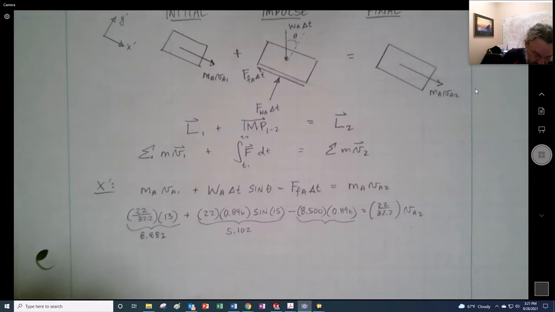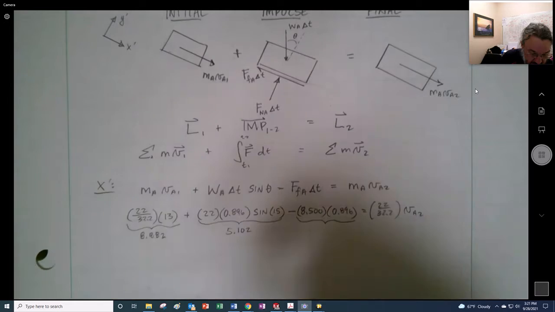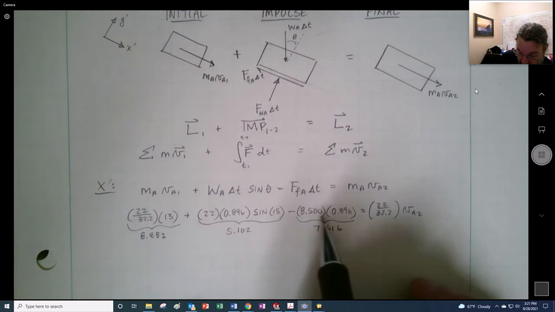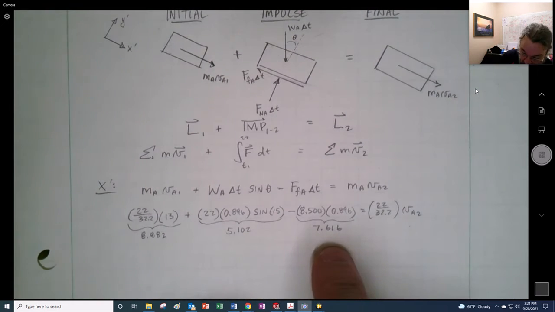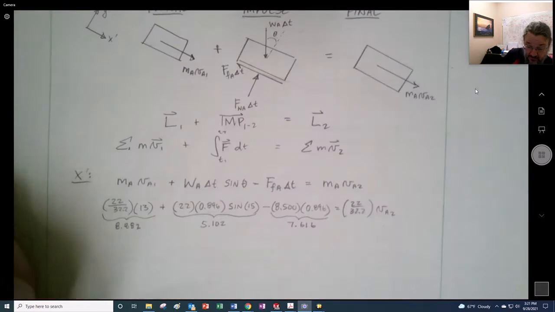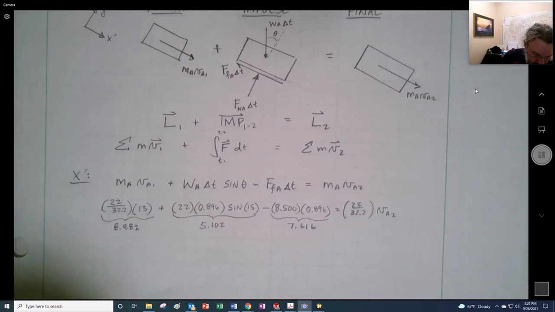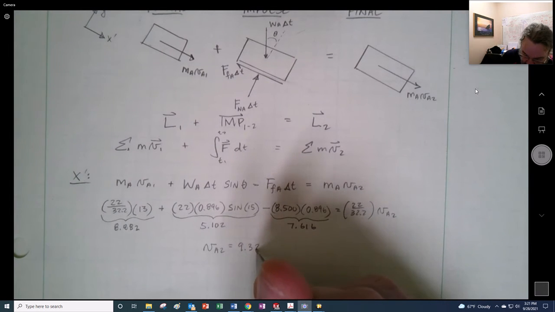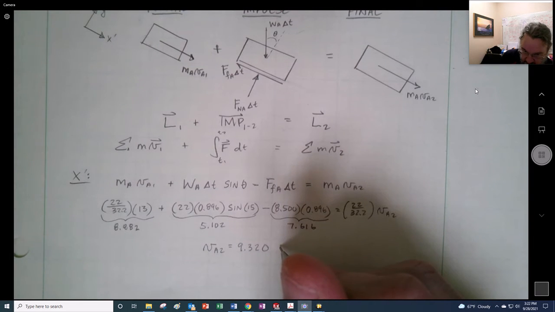This part right here, 8.5 times 0.896, is going to get me the 7.616. Okay, notably, this is larger than this, so it will be decreasing right here. So we want to subtract that, and we want to add that. Okay, so over on the side here, we have 6.367, but now we're going to divide through by 22, divide by 32.2, and I get a velocity of A2 equal to 9.320. Newton seconds? Pound seconds, nope. Feet per second.